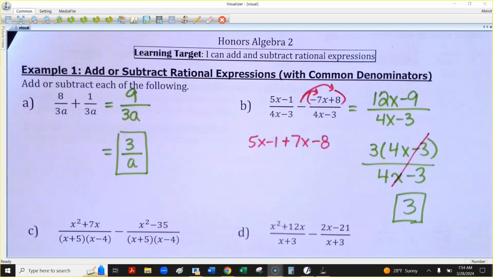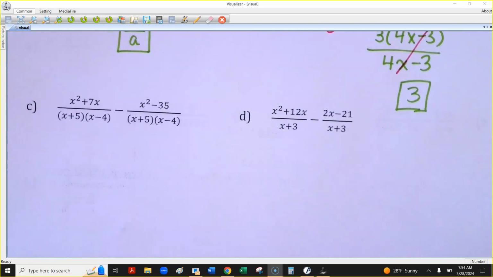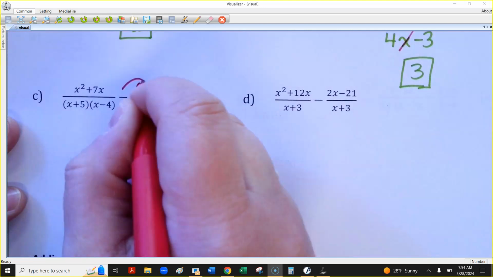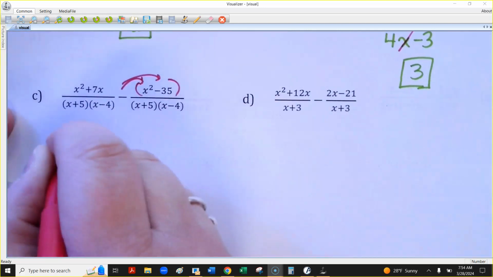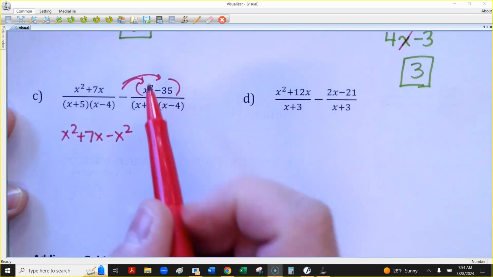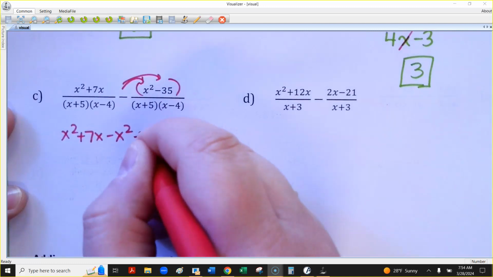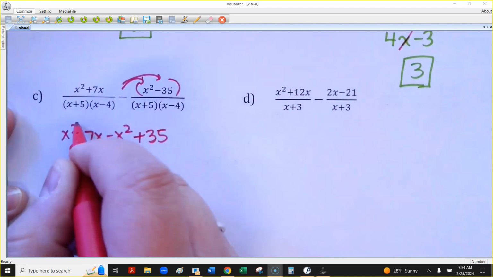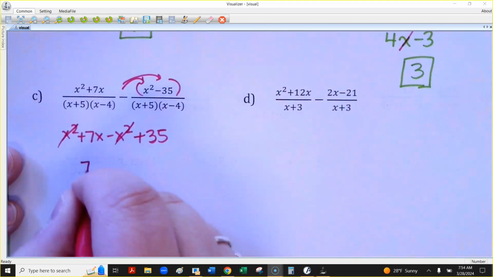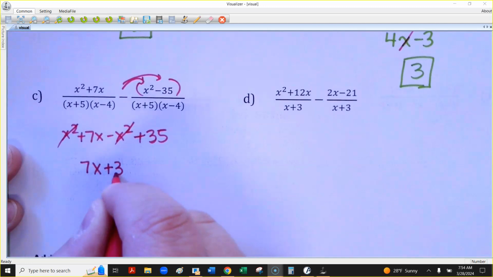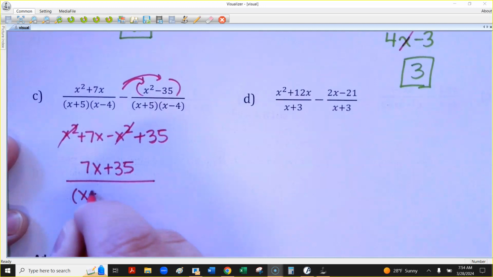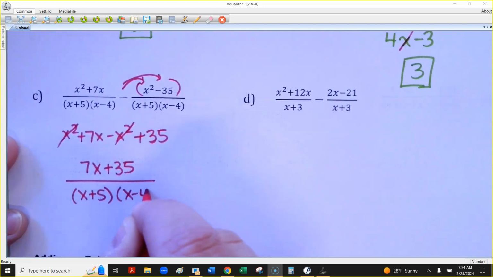All right. Now, just going to leave the bottom of this in factored form, but I'm going to subtract here. So when I subtract the top of the fraction, we're going to have x squared plus 7x. It's going to be minus x squared, and then you're going to have minus a negative 35, so it's actually plus 35. The x squareds, one's positive and one's negative, so those will cancel each other out. So on the top, I just did the top of the fraction, I have 7x plus 35. Now, the common denominator, that was already there for me, so we'd have x plus 5, x minus 4 on the bottom.